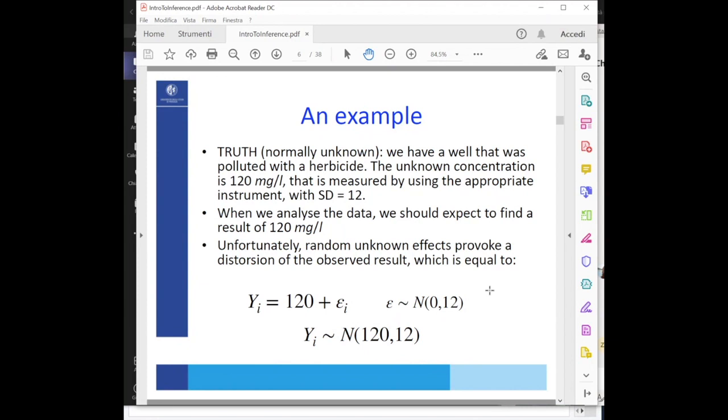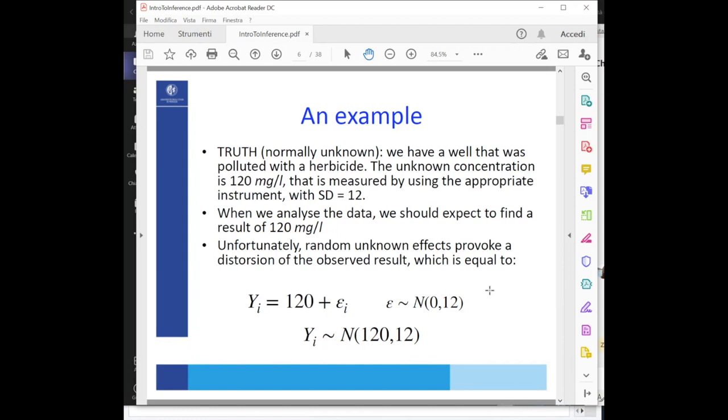So I have a well. Let us imagine that we know the concentration, which is 120 milligrams per liter of this herbicide. Well, you might wonder, if we already know the concentration, why should we do the experiment? Because normally we do not know the concentration. That's why we do the experiment. But in this case, we need to know the truth. Otherwise, we lose the reason. So let's assume we know the concentration. It's 120 milligrams per liter.